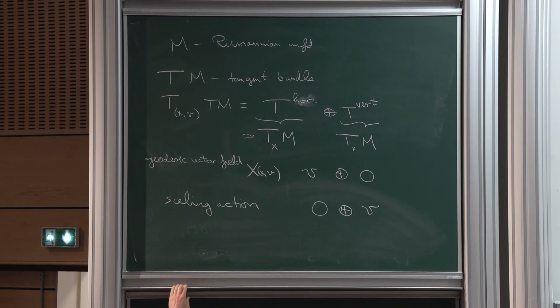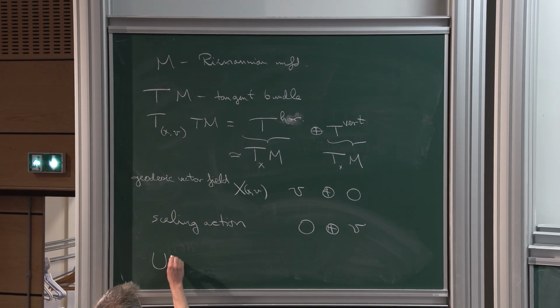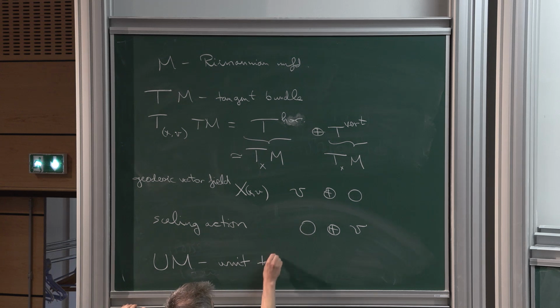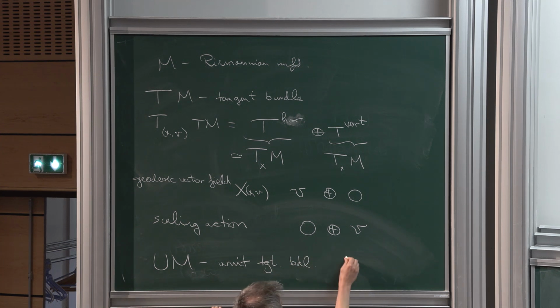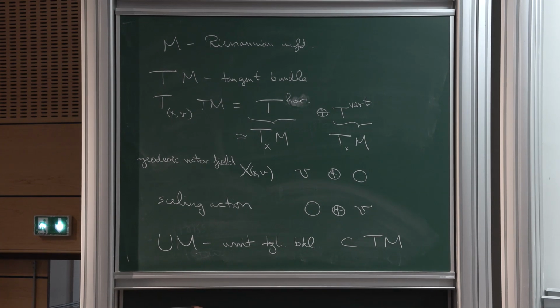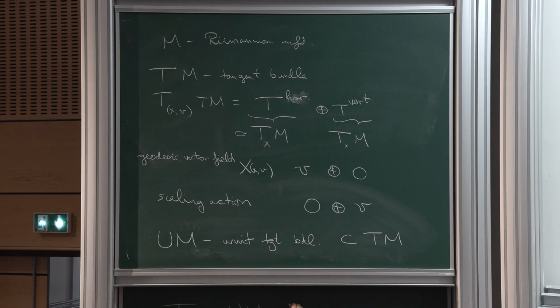And if we take the orthogonal complement, now I'm going to take UM. This is the unit tangent bundle. So this is contained in TM. So the tangent space to UM has an x direction, which is the geodesic vector field. And then we have the vertical direction, which is the piece that's orthogonal to v.